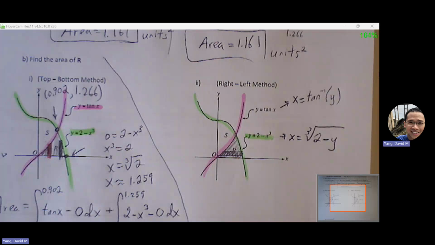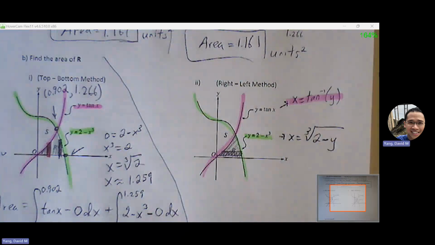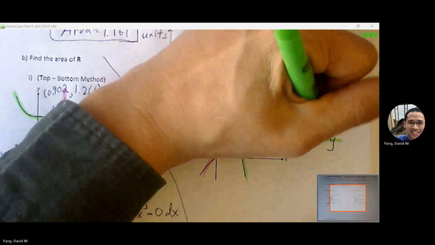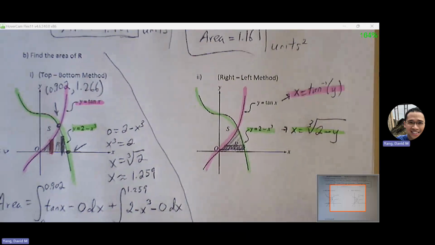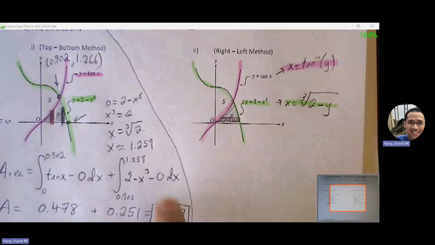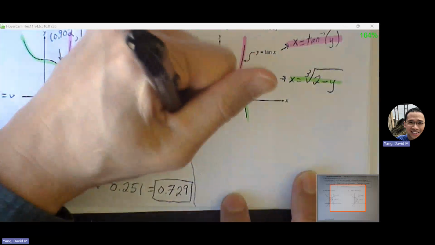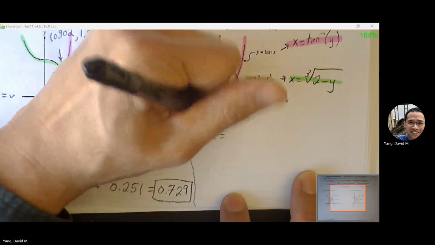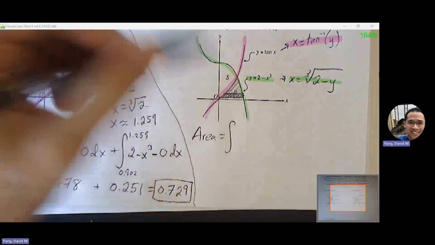So let's rewrite these equations. All right, this should feel easier since we've done all the work with the previous problem. And we should get the same answer as 0.729, right? Same region, just different orientation. Okay, area equals. We're looking at y values. We're looking from the lowest to the highest y value.